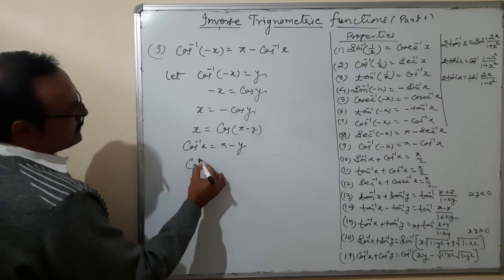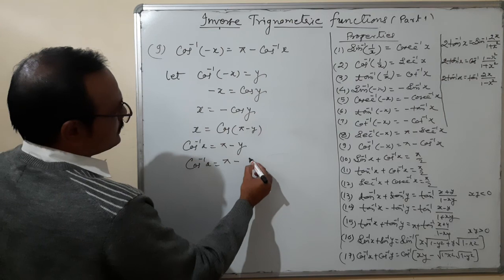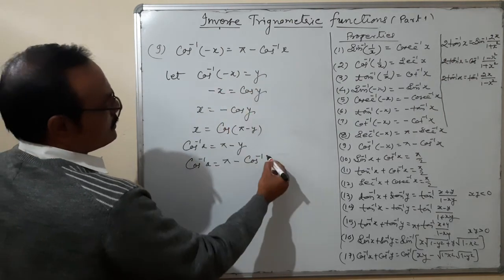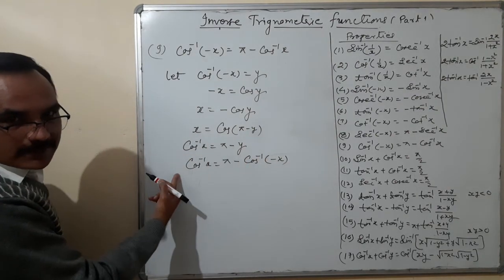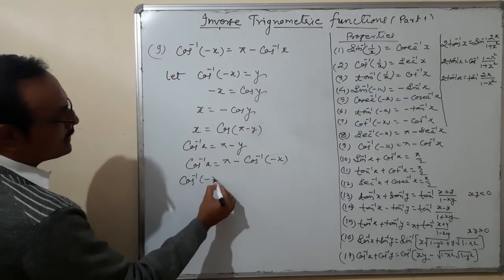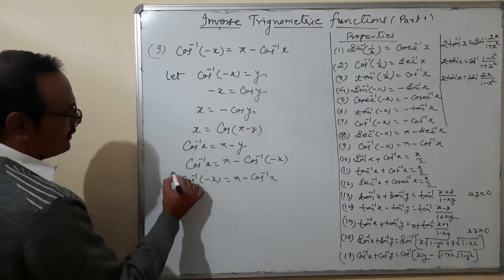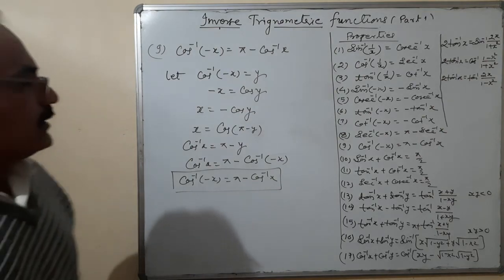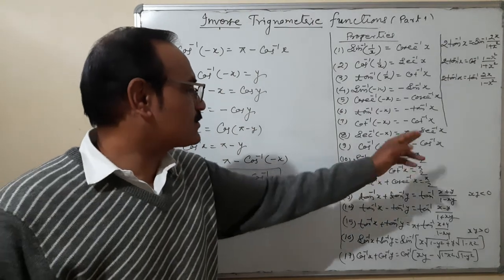Cos inverse x is equal to pi minus y, where y is cos inverse minus x. So if I shift cos inverse minus x from right to left, it becomes positive: cos inverse minus x is equal to pi minus cos inverse x. That is number 9. Any other? Out of these three, sin inverse x plus cos inverse x is equal to pi by 2, and tan inverse x plus cot inverse x is equal to pi by 2.